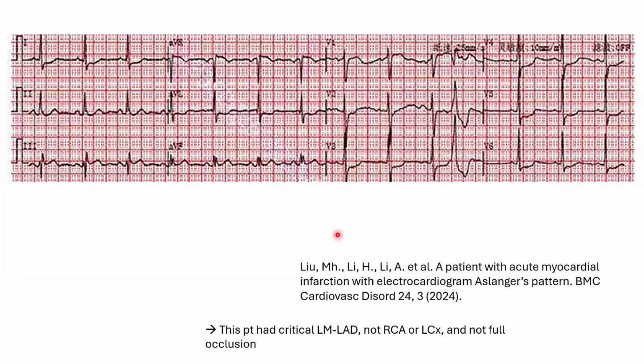This is another Aslanger case from the literature. And in this case, with that ST elevation in 3 and ST depression in the lateral leads and somewhat diffusely, as well as ST elevation in aVR, this patient did not have an acute occlusion. He had a critical left main LAD disease and not a full occlusion. And that caused something similar to the Aslanger pattern. So again, beware of that pattern.